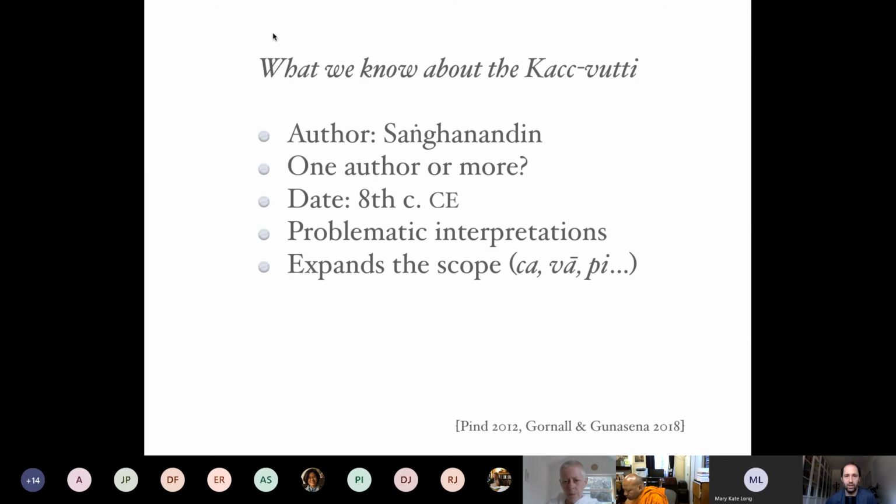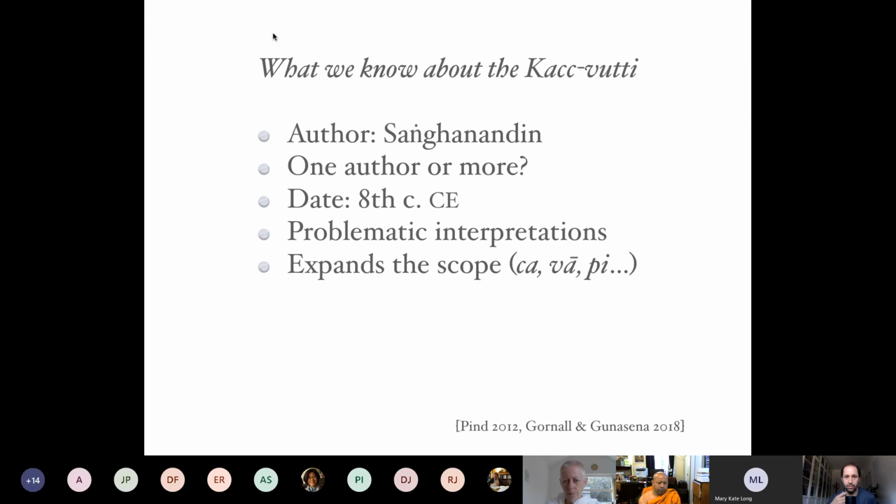We start from what we generally accept, or what everyone accepts, what is more or less the state of affairs when we discuss the Kaccāyana Vritti. The author, traditionally, is someone called Sanganandin. We don't know anything about this Sanganandin. The name appears in some places, as we will see, but that's all.